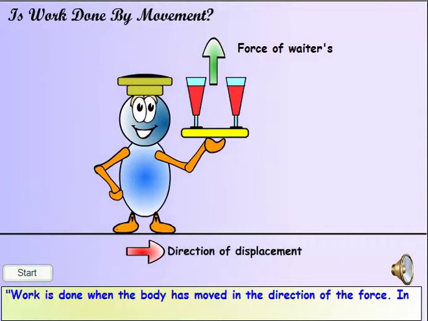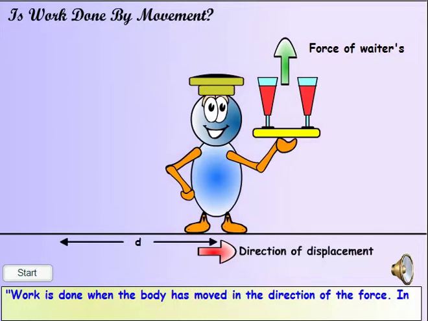Work is done only when the body moves in the direction of the force. Consider a waiter holding a tray and moving horizontally with the tray in his hand. The waiter's hand is exerting an upward force on the tray. Now, the force exerted by the waiter's hand on the tray does not do any work as the waiter moves horizontally, since it is perpendicular to the direction of motion.